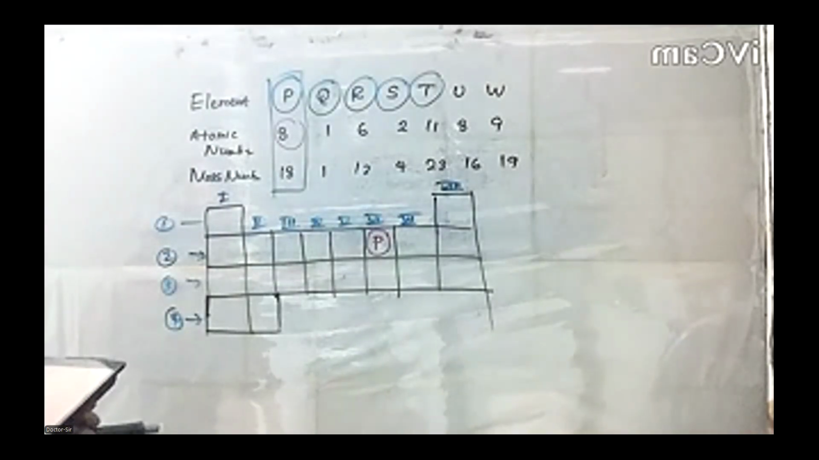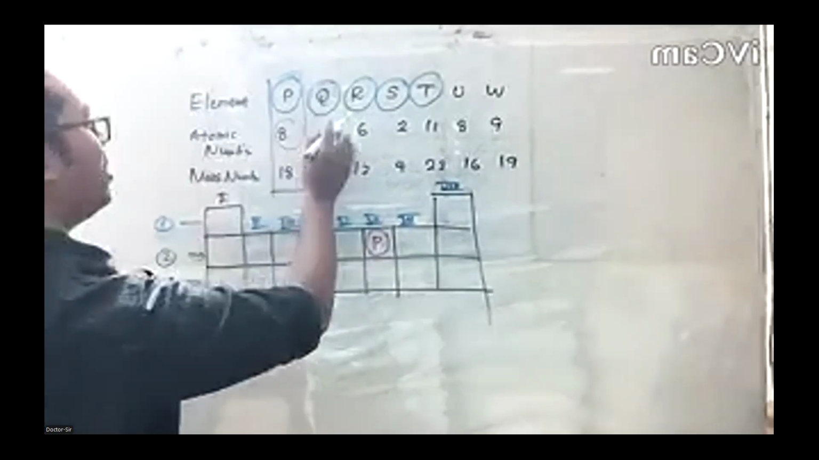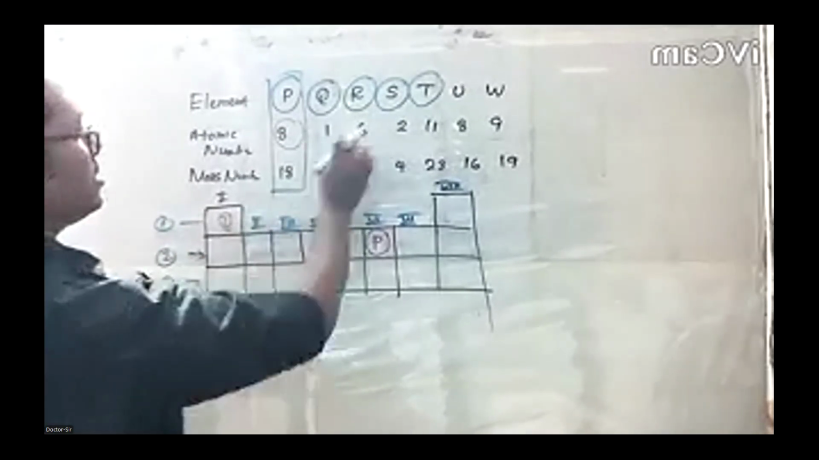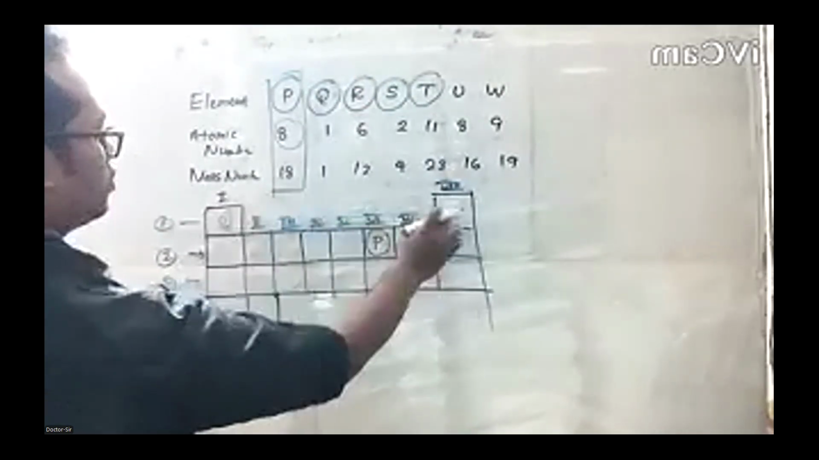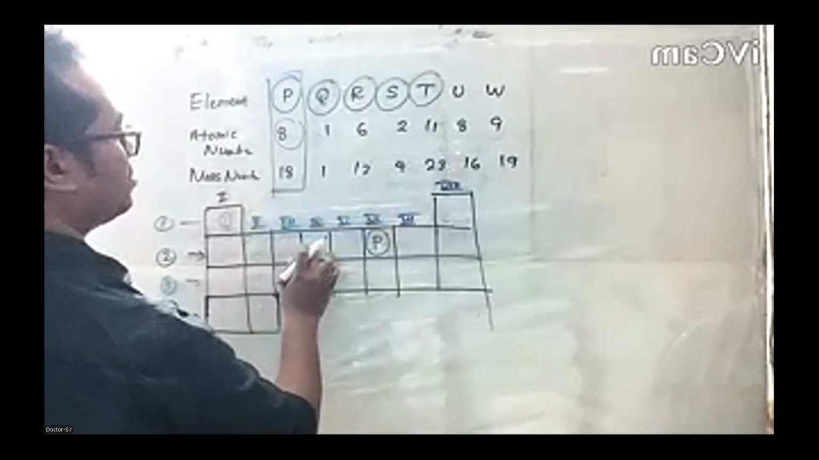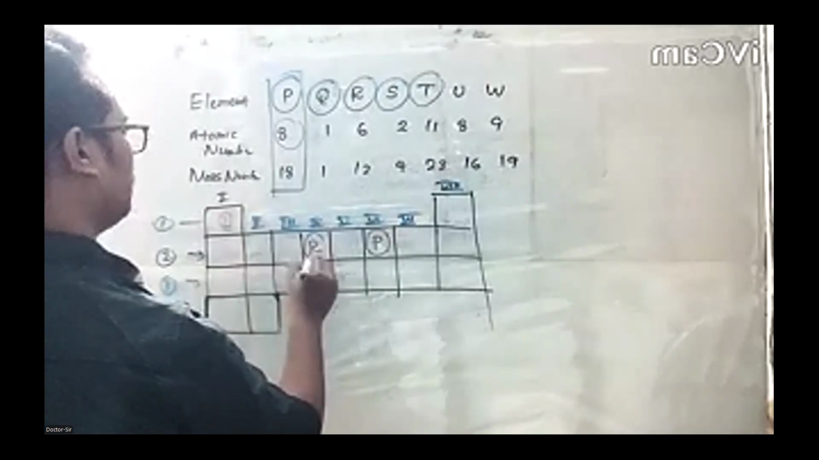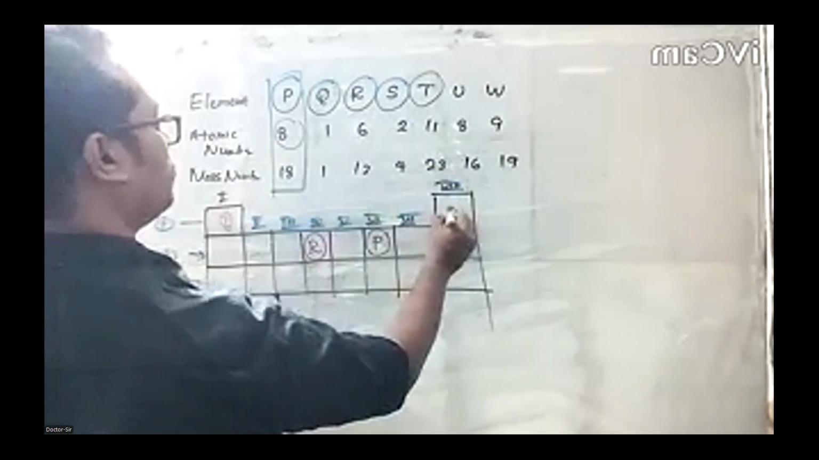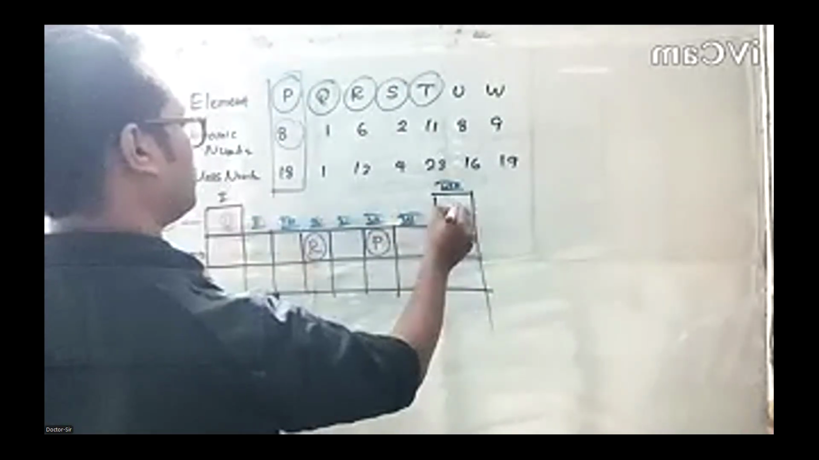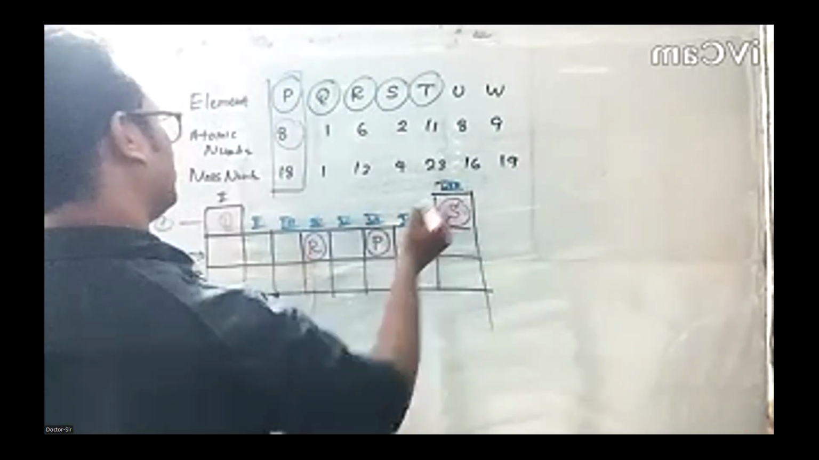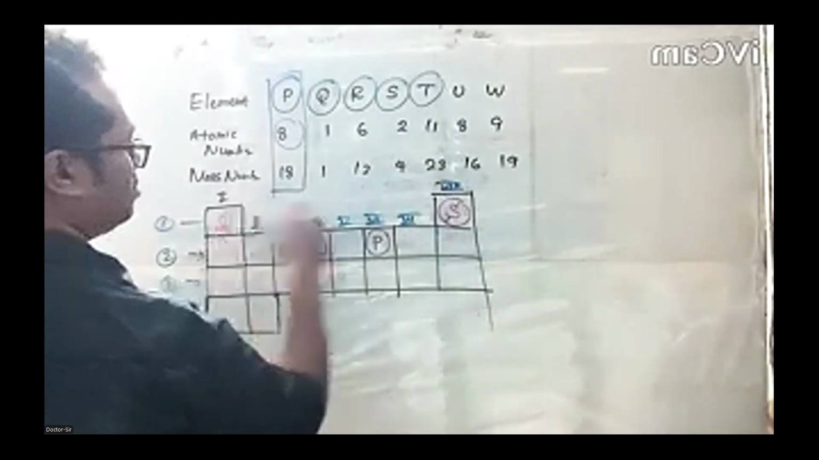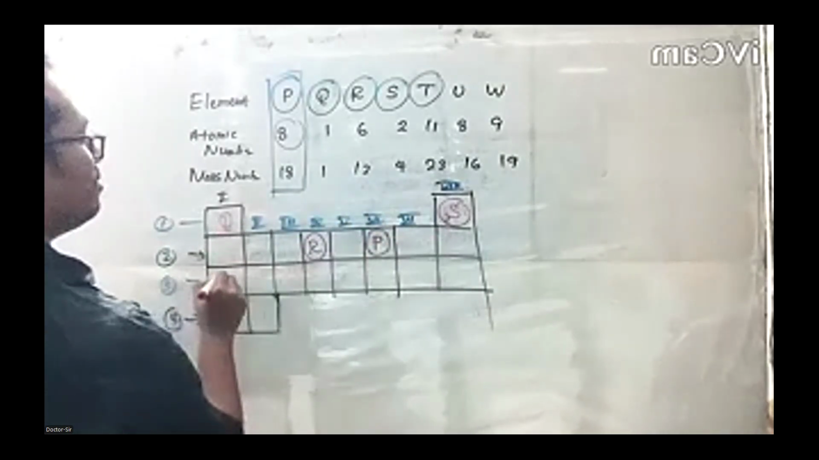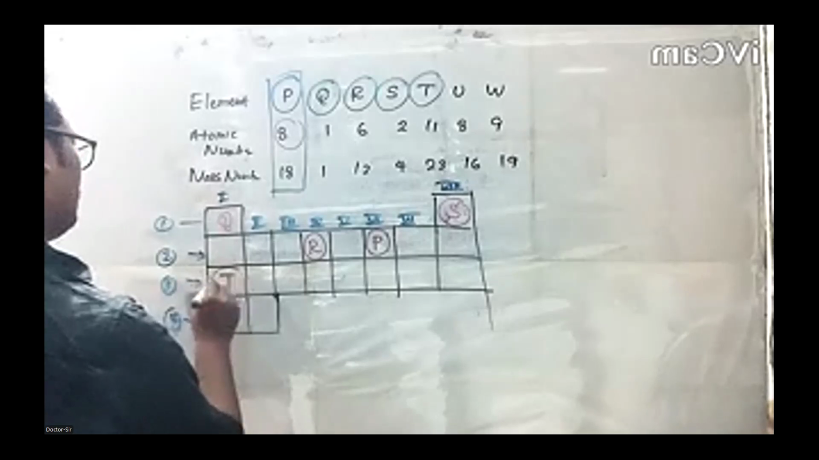Then we will go and find atomic number 1, Q. Definitely Q should be here. Then 6, count 1, 2, 3, 4, 5, 6. So R should be here. Then S, that is 2, so 2 means it's here. So S should be here. Then T, 11. So 1, 2, 3, 4, 5, 6, 7, 8, 9, 10, 11. So T is here.